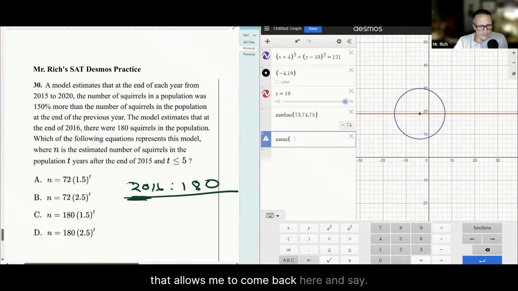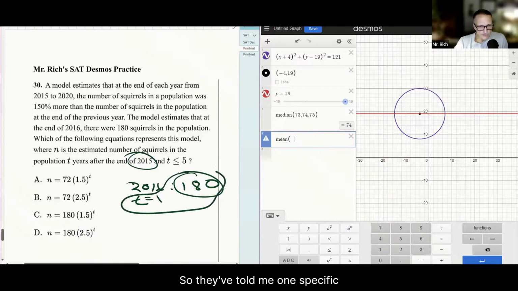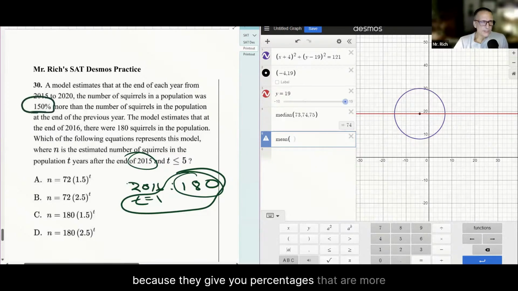Well, that allows me to come back here and say, you mean when t is 1, I have to get an answer of 180 squirrels. That's because 2016 is 1 year after that. So they've told me one specific point that has to be a solution to this exponential equation. But here's what I want to remind you about. It seems that since they went digital, they've been doing a little bit more of making you think about percentages because they give you percentages that are more than 100%.